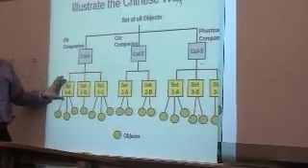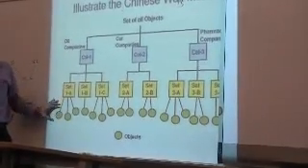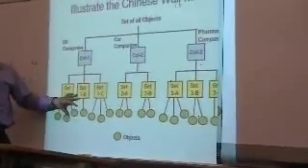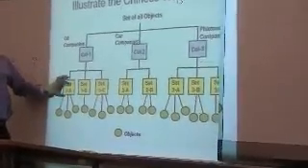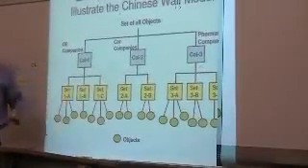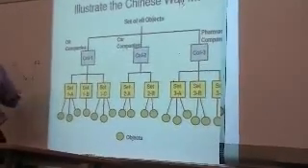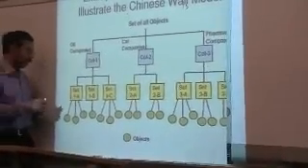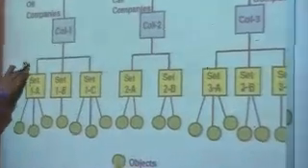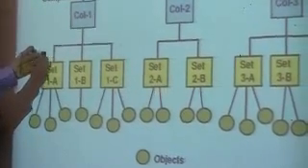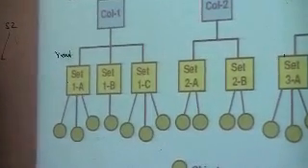Okay, so now let's say each one is a data set, and each data set has some small objects. So you can access any data set and the object within the data set. Now let's say you accessed 1A. So let's say you read 1A. So you read an object from 1A.